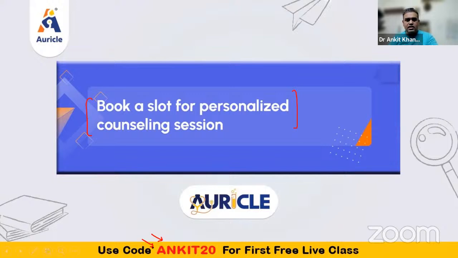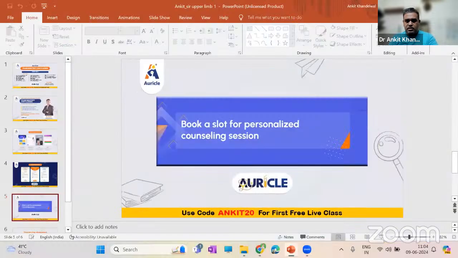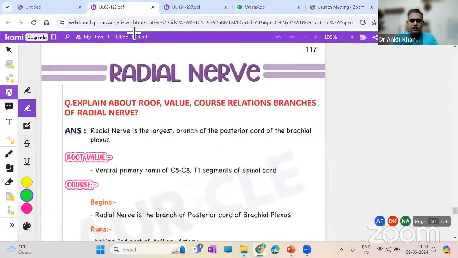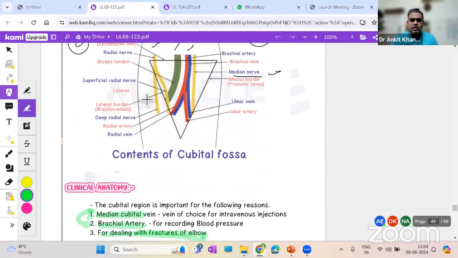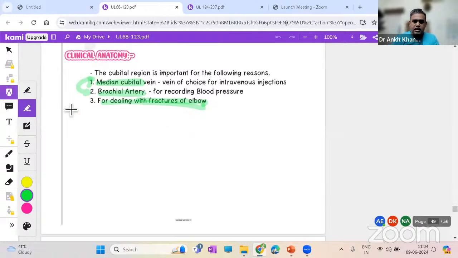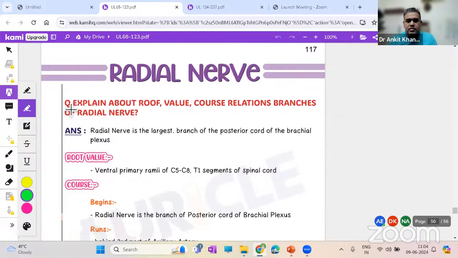Okay, so let's start the session over here. Yesterday we finished off with a topic, I guess this cubital fossa, right? If you have not yet seen it, then go to the session that we did last night. We'll be continuing from there, and the next topic will be the radial nerve. Okay, so let's start from this topic.